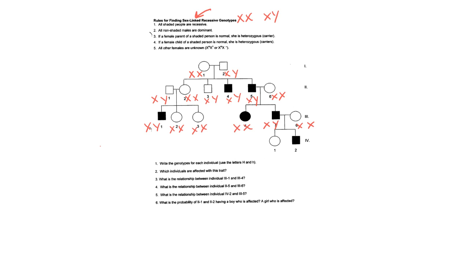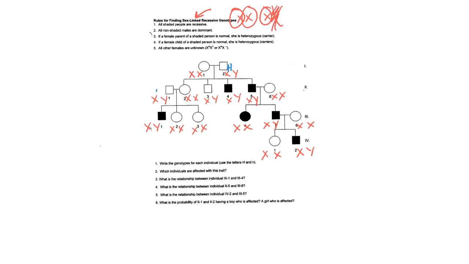And then I need to remember that sex-linked recessive traits are carried on the X chromosomes only, not on the Y chromosomes. So when I'm putting in information about a sex-linked trait, I'm only going to put it in on the X chromosome. So let's start with the males. So for instance, individual 1, 2, the first generation, that male there, does not express the trait because he's not shaded. So he's got to have the dominant.